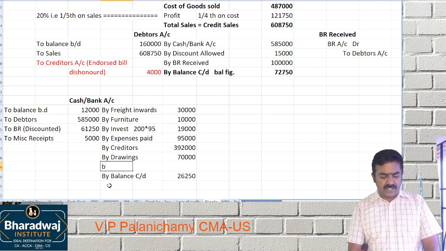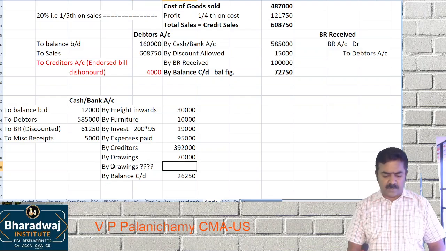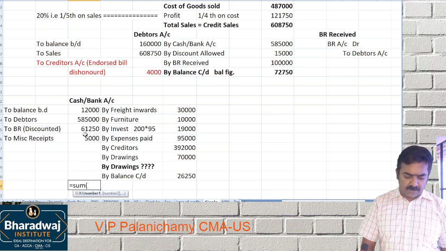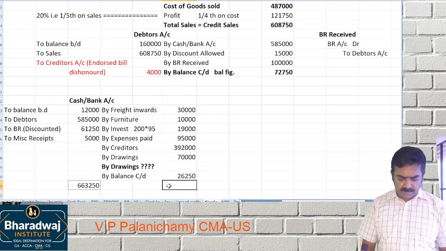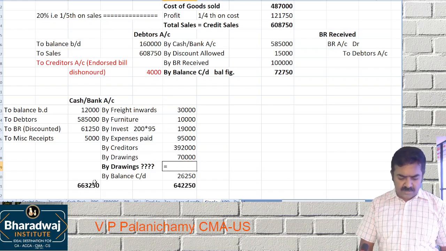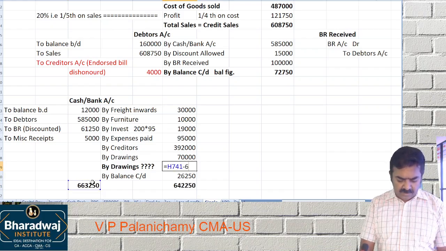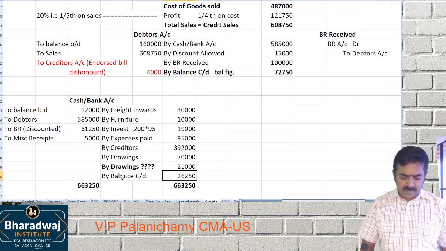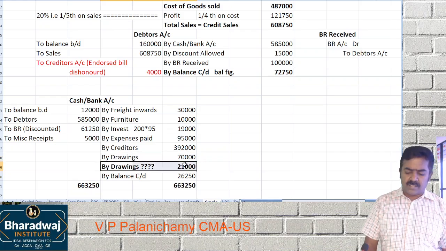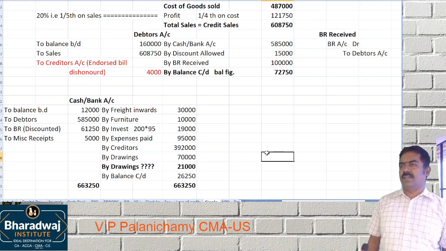Balancing figure can be taken as drawings, in one more drawings. Now, if there is a gap, they ask you to take the balancing figure as which one? Drawings or additional capital. The gap will come on the credit side. They ask you to take that as drawings. It's given in the question. So 6,63,250 minus 6,42,250. This 21,000 is taken as drawings. So 70,000 drawings are already given. The balancing figure they ask you to take as which one? Drawings.